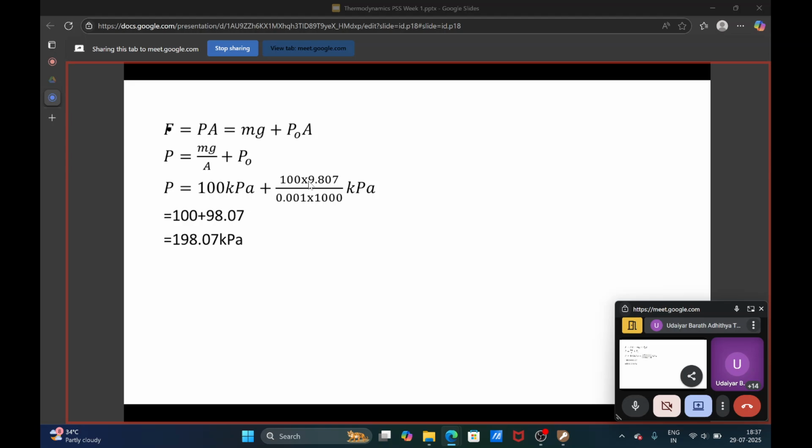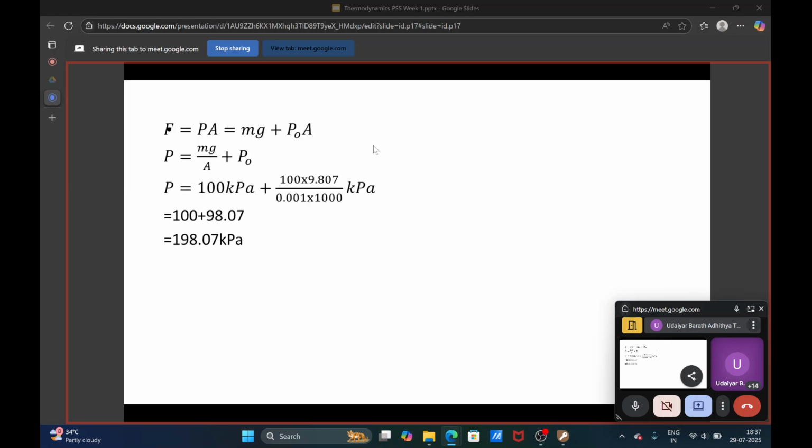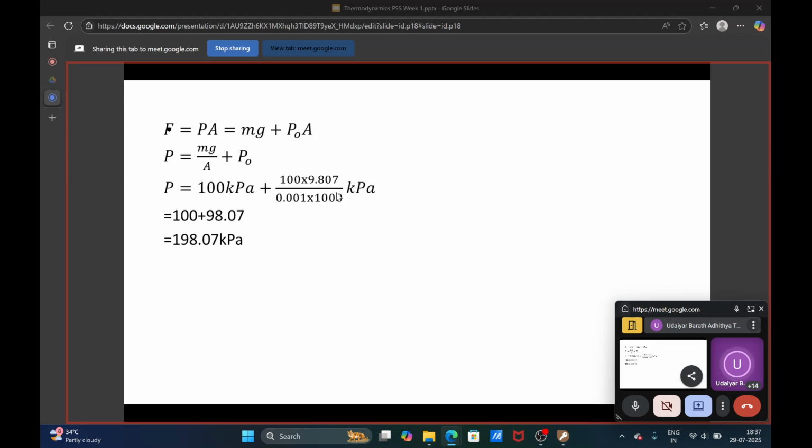So substituting, mass is 100 given, g is 9.81 or 9.807, divided by the area, which is given as 0.01 meter square. Dividing by 1000 to make it kilopascal. I think I have added one more zero here, so I have to remove that. So finally what you will get is 100 plus 98.07, which is 198.07 kilopascal.